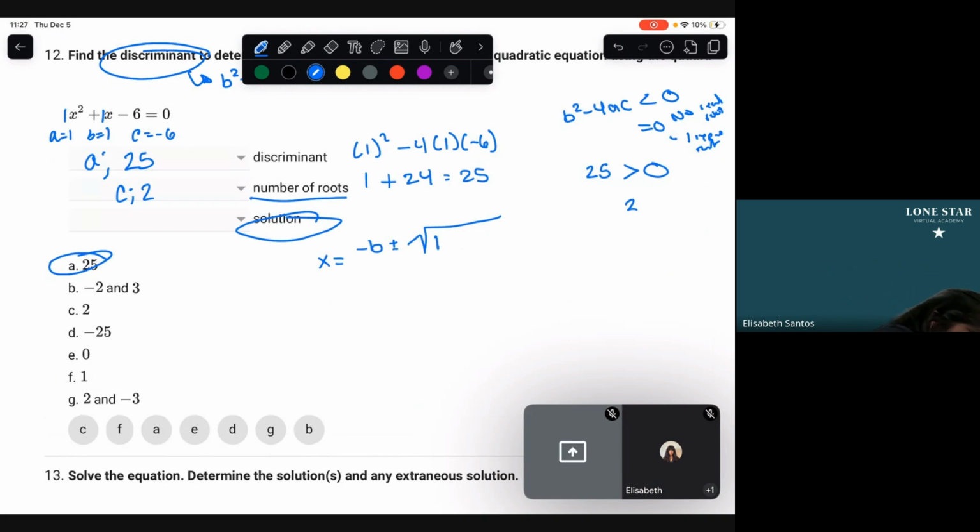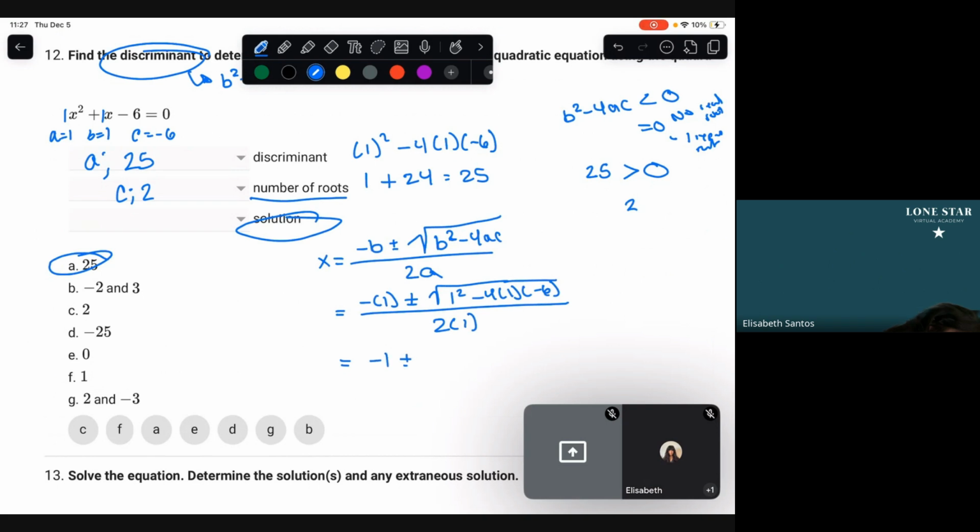Equals b squared minus 4ac. That's where the discriminant is, over 2 times a. Plug in the values. We have negative 1 plus or minus the square root of 1 squared minus 4 times a times c, over 2 times a. That's negative 1 plus or minus the square root of 1 plus 24, over 2.